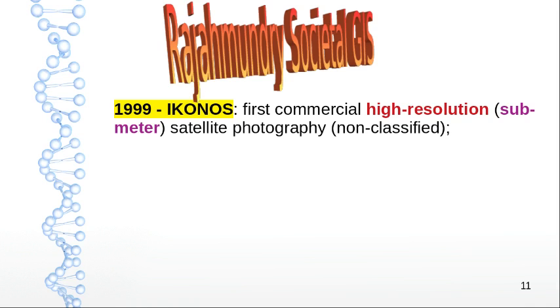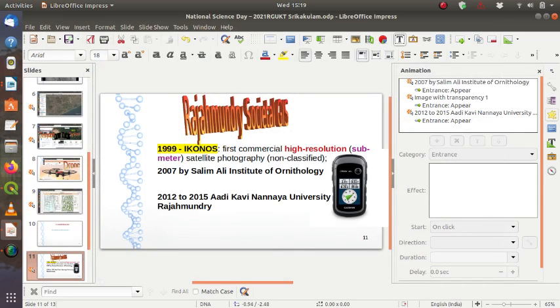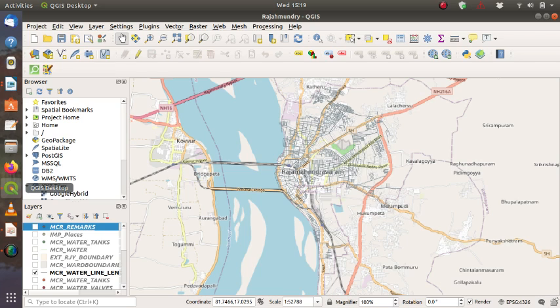Okay. Now go back to 1999. IIIT was the first commercial high-resolution sub-meter accuracy satellite photography, and the map we did for Rajahmundry was to a great extent dependent on the digitized CAD maps provided by Rajahmundry Municipal Corporation. The actual work started.